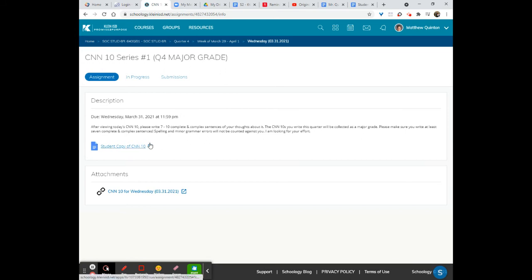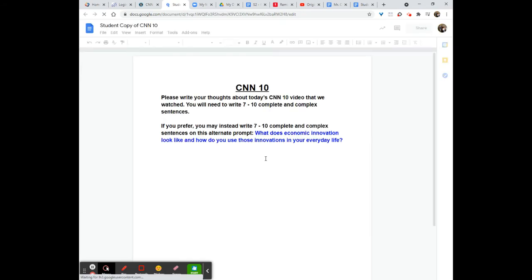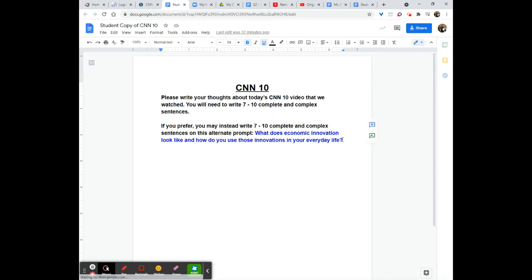So let's take a look at our CNN 10. You can see here that our alternate prompt is, what does economic innovation look like and how do you use those innovations in your everyday life? So remember when we talked about this yesterday and the day before, folks, your phone. Everybody loves to use their phones. One of the biggest things you use your phones for is texting.